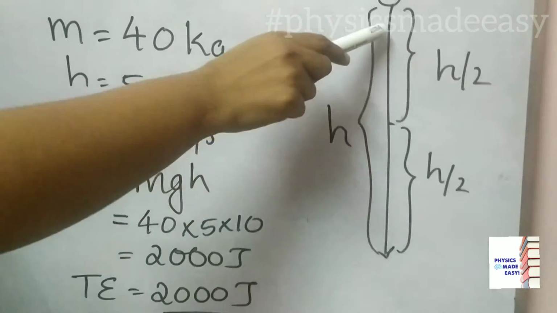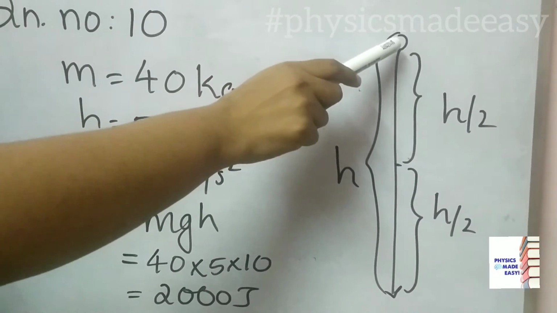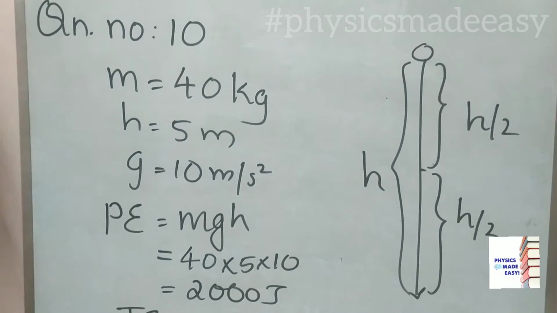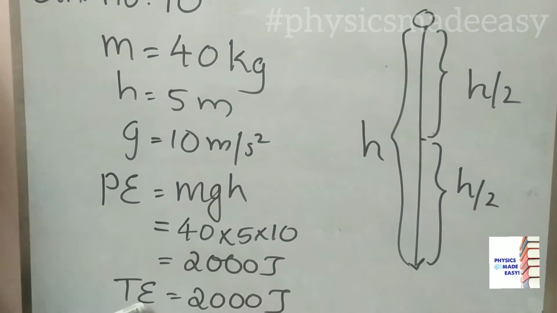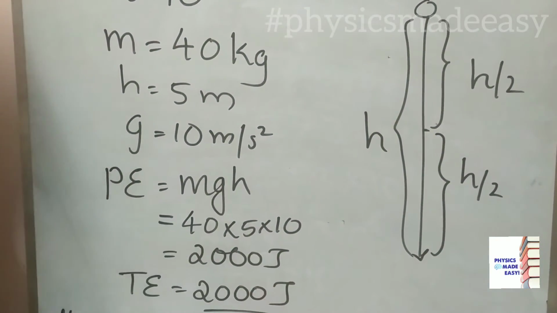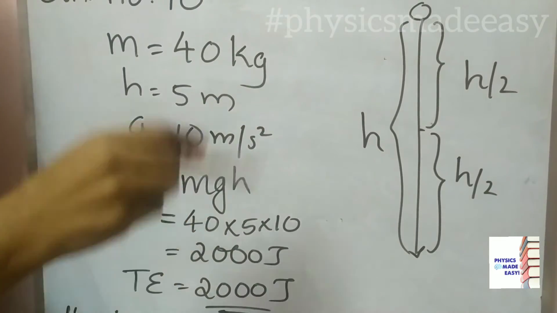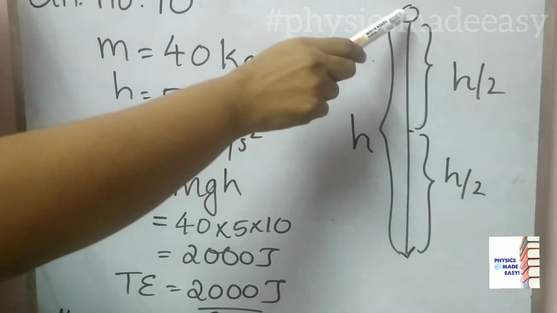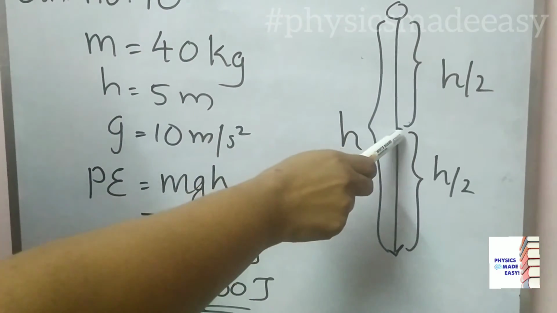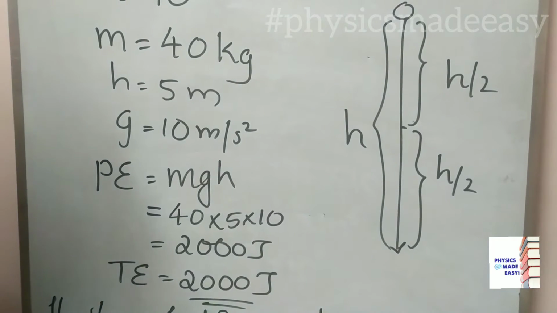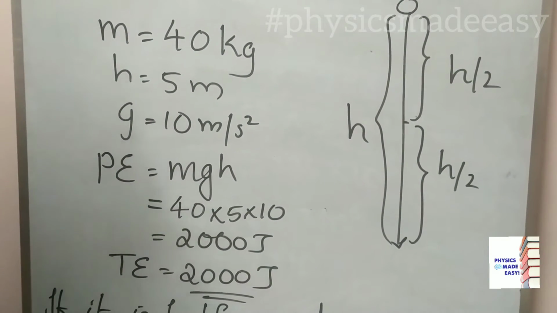Now, that object is at that height, no? So the total energy of that object will be its potential energy. So here we can write total energy is equal to 2000 joule. Then what we have to find? The object is falling down. Here we have to find, if that is at halfway down, at h by 2, what will be the potential energy and what will be the kinetic energy.